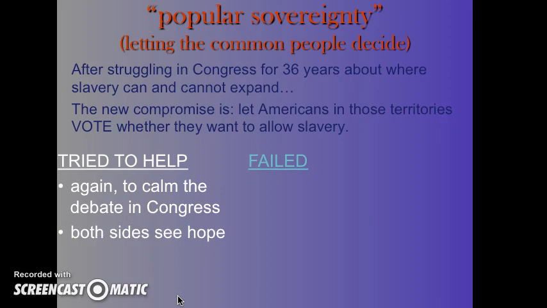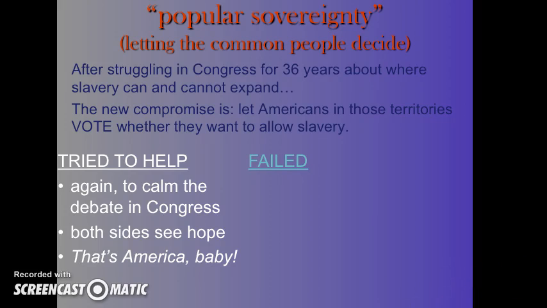Both sides see hope, right? It gives both sides an opening. It could go either way, whoever wants it, pro or anti-slavery. It's America, right? That's part of how this is going to help. We're just following our democratic ideas. Well, it fails. Why would it fail?